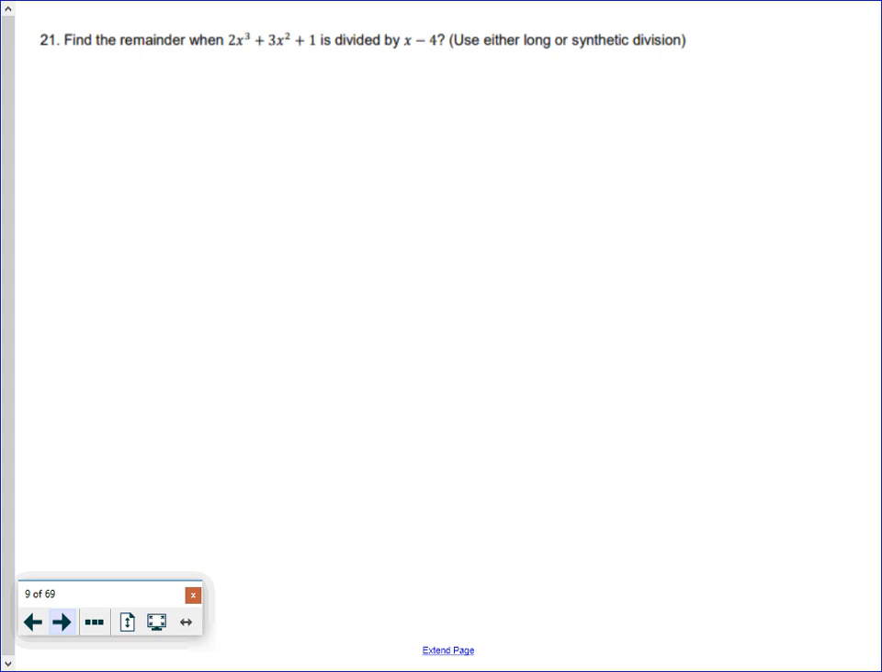So for 21, we do synthetic division. We're going to take the factor of x minus 4, or the 0 from that factor, and do synthetic division. The 0 from the factor x minus 4 is just going to be 4. We set x minus 4 equal to 0, and we get that x equals 4. Set the factor equal to 0, and that gives you your actual 0 of that factor.